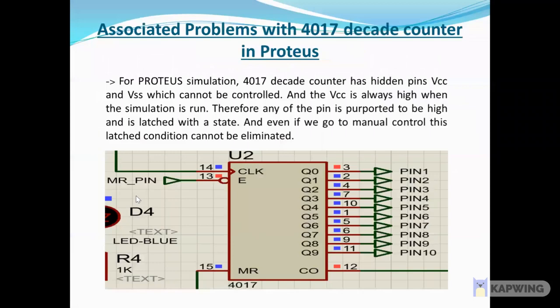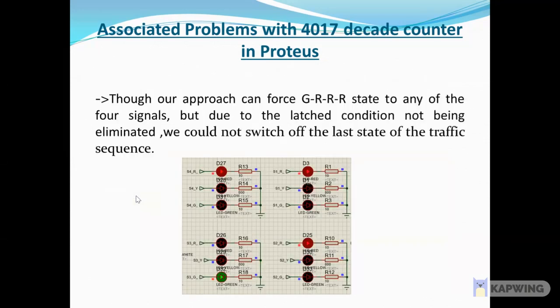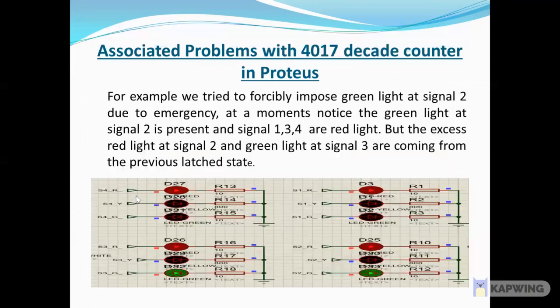Associated problems with the 4017 decade counter in Proteus. For Proteus simulation, the 4017 decade counter has hidden pins VCC and VSS, which cannot be controlled, and the VCC is always high when the simulation is run. Therefore, any of the pins purported to be high is latched with a state, and even if we go to manual control, this latched condition cannot be eliminated. Though our approach can force the GRRR state to any of the forced signals, due to the latched condition not being eliminated, we could not switch off the last state of the traffic sequence.